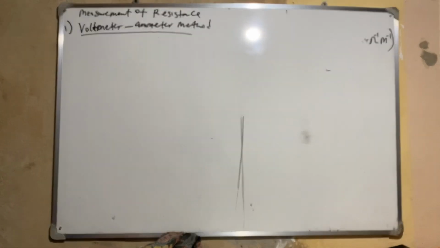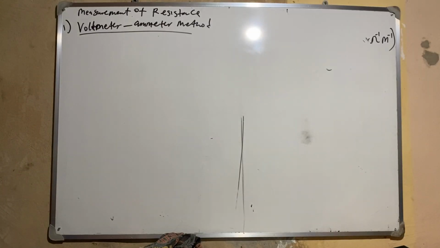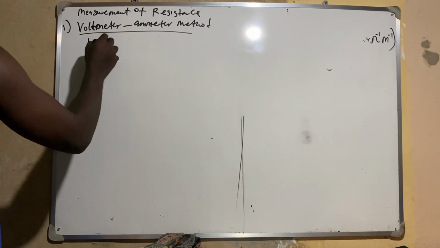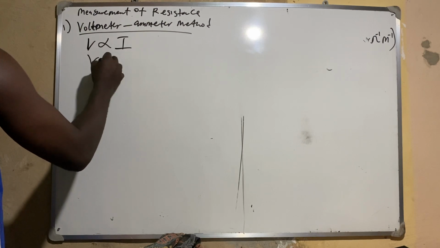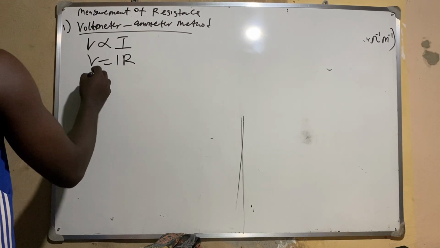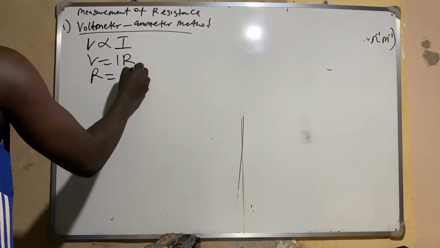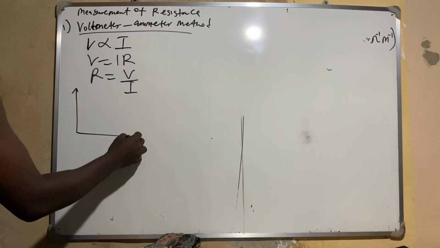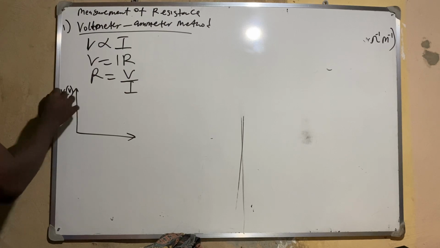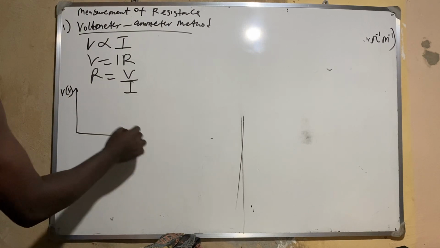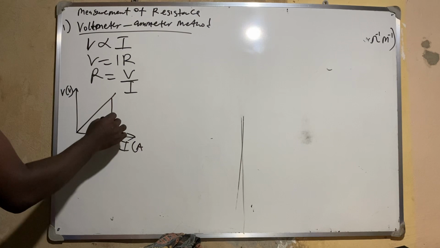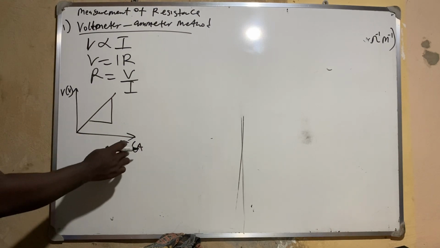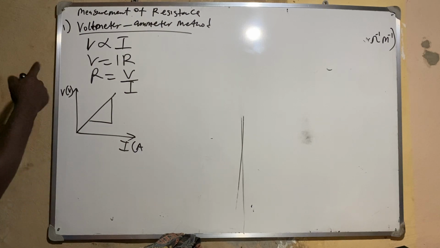Okay, so in this one, we should remember our Ohm's law that said that what? That V is directly proportional to I. So therefore, V is equal to IR. So you now have that your R is now V over I. So when you plot a graph of V in volts against I, we have a straight line graph, and then this is the slope.